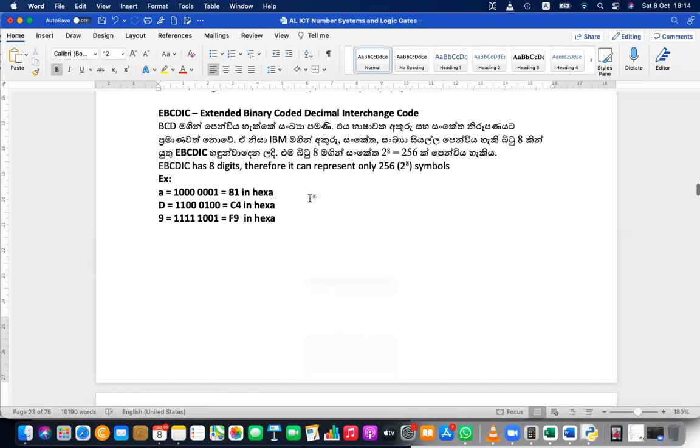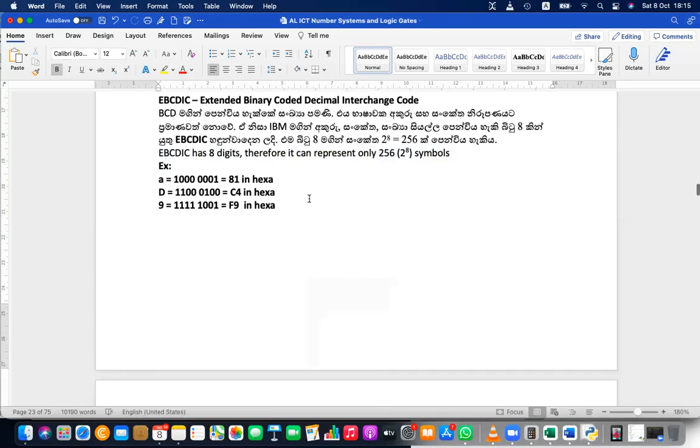So in this EBCDIC code, in addition to the numbers, it is possible to represent characters. Here you can see simple A is represented this way, 81 in hexa. And here, C4 in hexa is capital D. Likewise, I have just given some examples. Here, F9 in hexa is number 9.